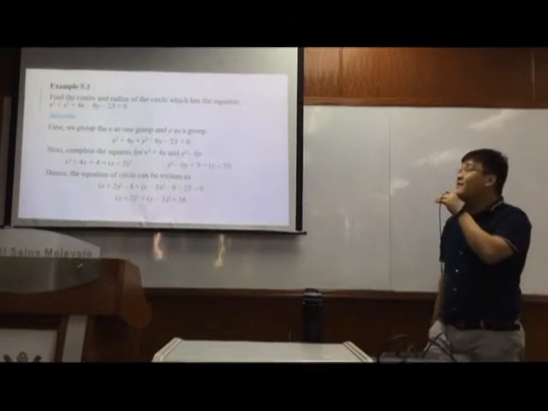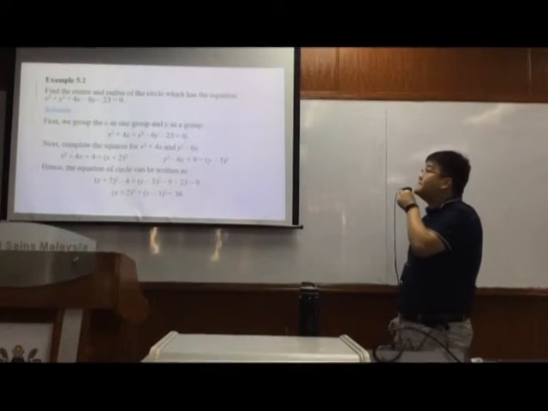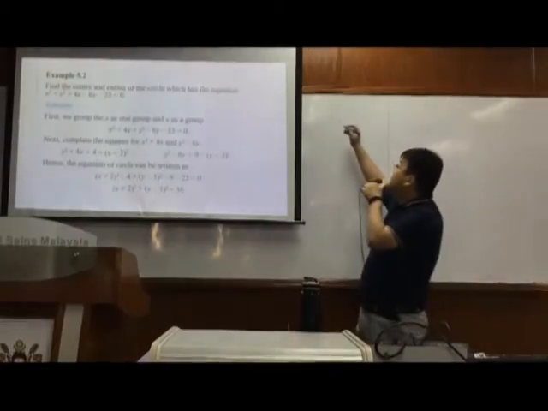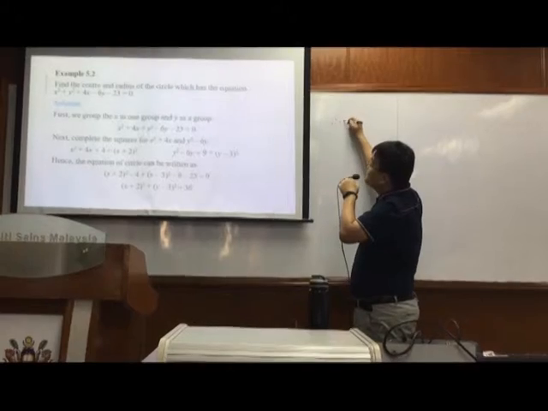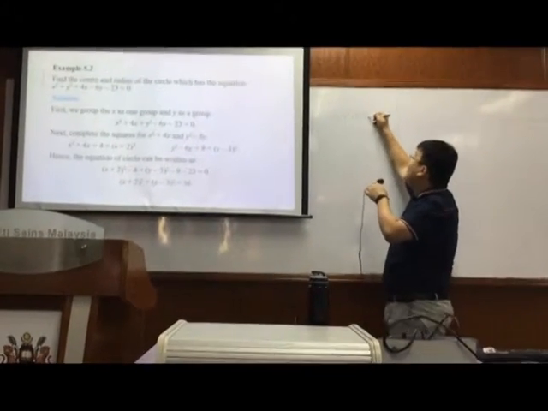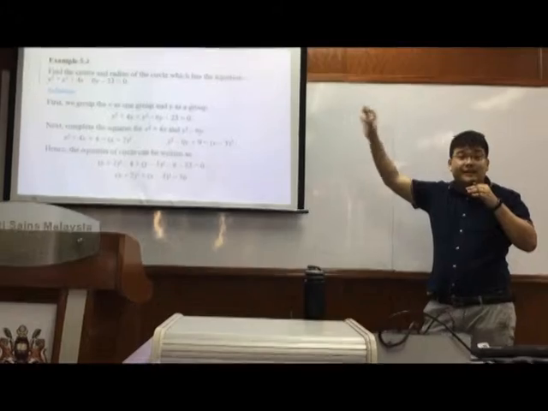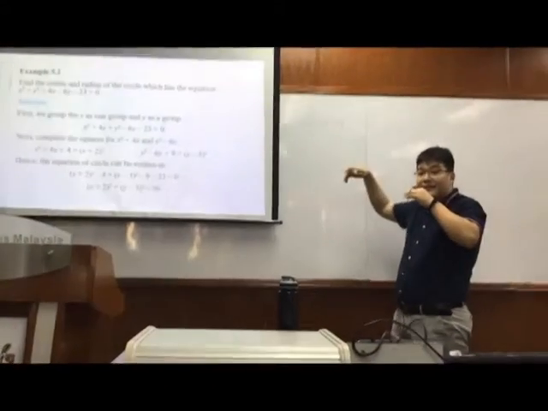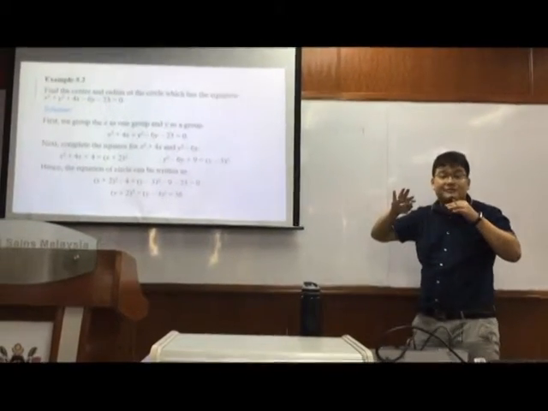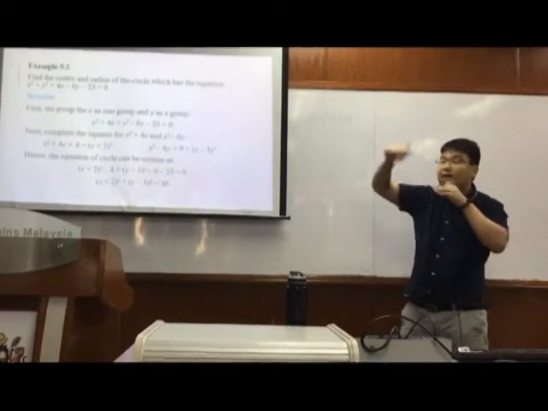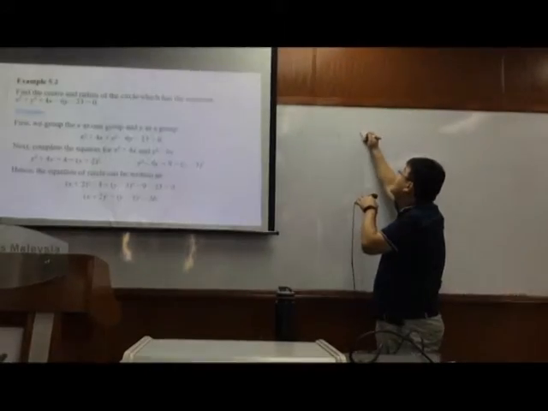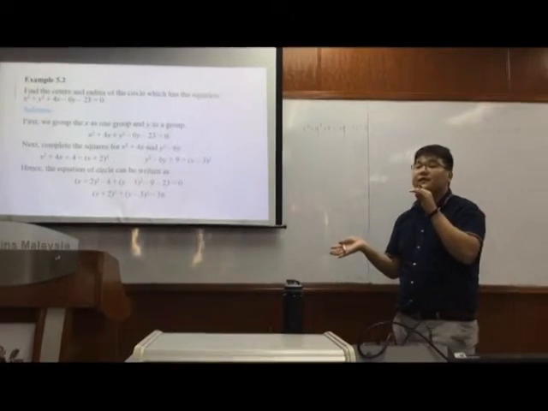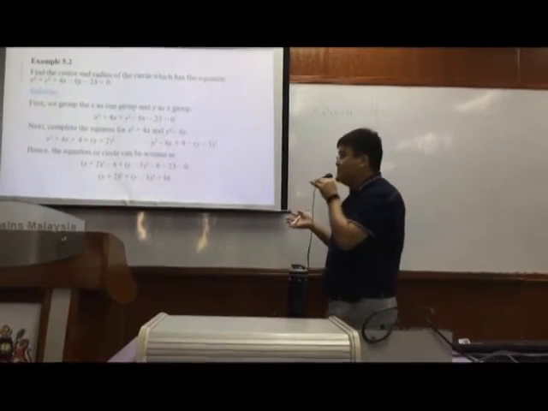Moving on to example 5.2, find the center and radius of the circle which has the equation x squared plus y squared plus 4x minus 6y minus 23 equals 0. Okay, just now we had the center and radius and we found the equation, right? So given the equation, we want to find the center and the radius. So you must be able to work in the other way too, not only work out the equation. So we have this equation here. How do we obtain the center and radius of the circle?